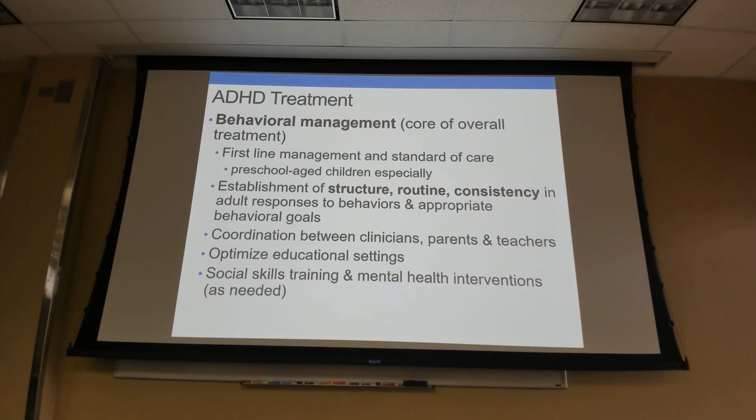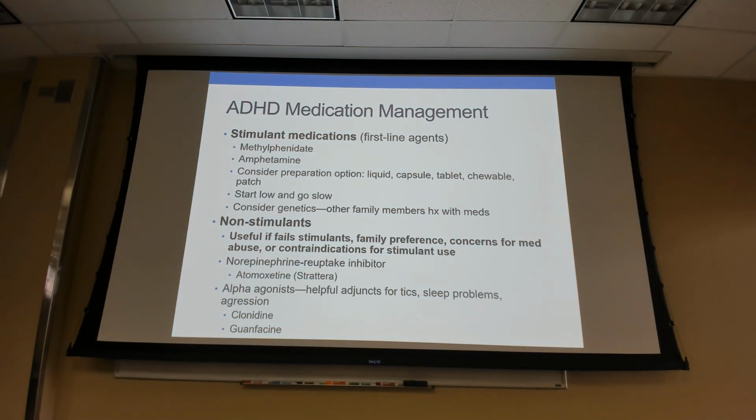Routine, we talked about, is going to be the other thing. Consistency and routine, help them understand time as much as you possibly can. Once you get into your medication management, your first line medication is going to be your stimulant class of medication. Even inside your stimulant class, your first line is going to be your methylphenidates, your second line is going to be your amphetamines. I think in adults it's backwards, but in kids, methylphenidate, then amphetamines.